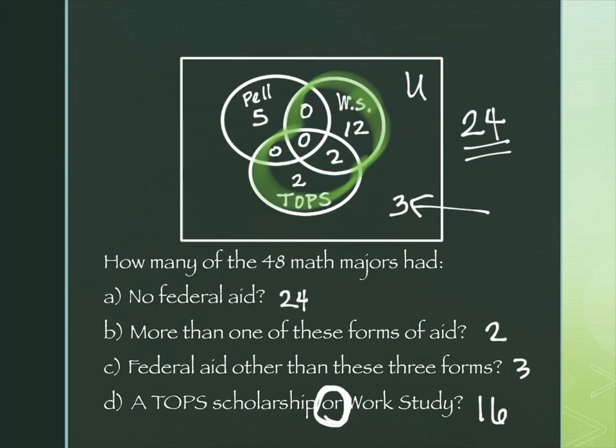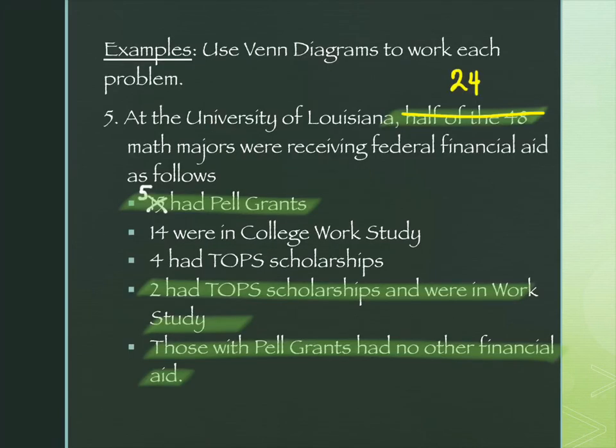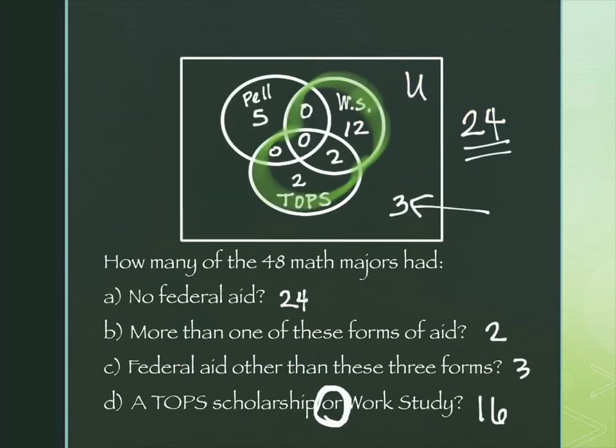Yes, sir. If it said and, then what would you? If it said and, so if it said that they have work study and top scholarships, what's that answer? 2. It's the overlap. They wouldn't ask it on this one because that's one they actually gave us, but given different information, they certainly could ask it. So and means overlap, or means you get all the pieces added together. Okay. Any questions? All right, that's it for today.